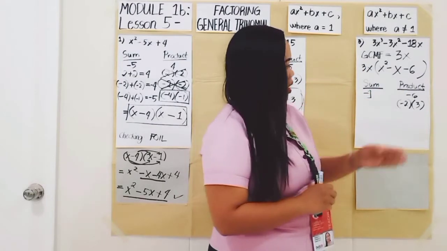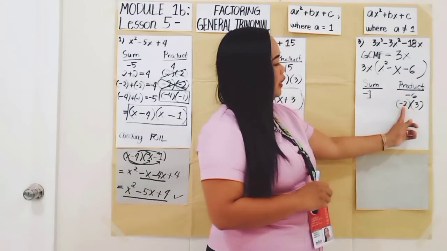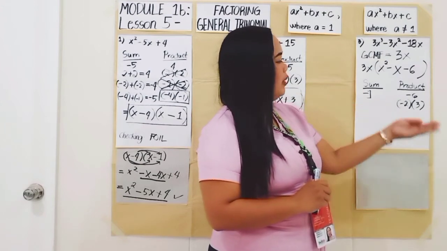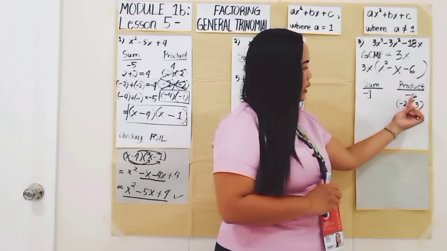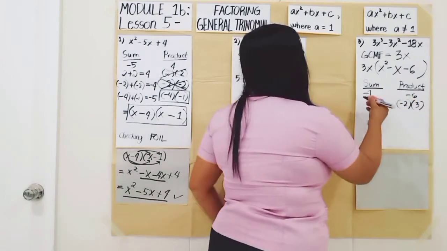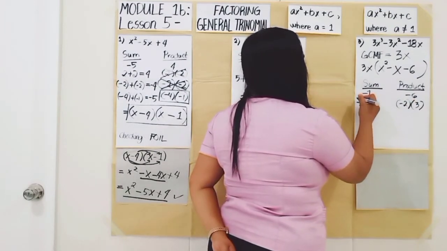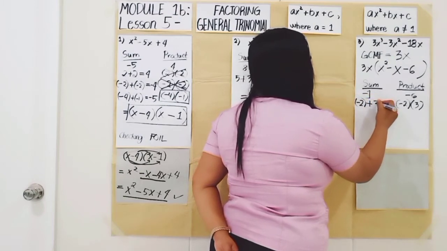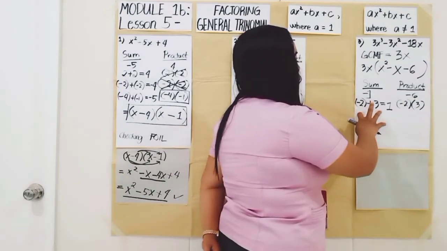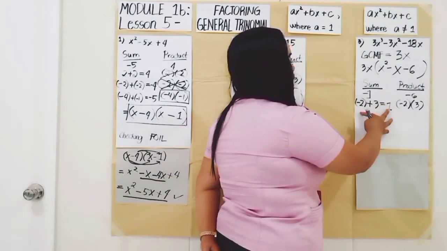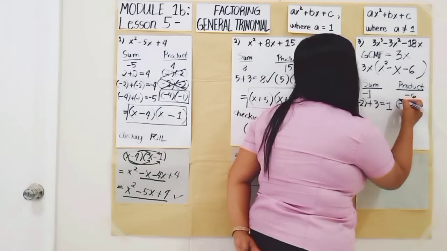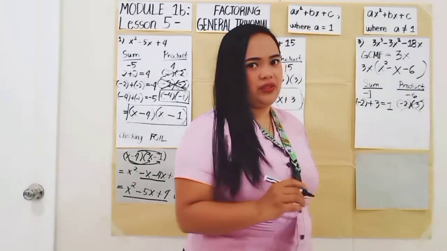So, let's use these factors, negative 2 and 3. If we are going to multiply negative 2 and 3, it will give us negative 6. If you are going to add negative 2 plus 3, is it equal to negative 1? Negative 2 plus 3 is positive 1, which is not equal to negative 1. So, i-disregard natin ito na factors.